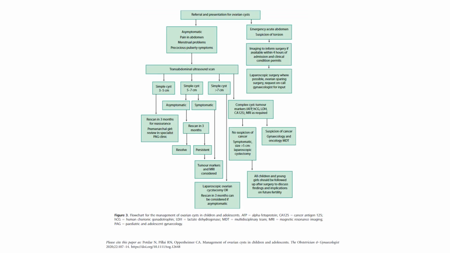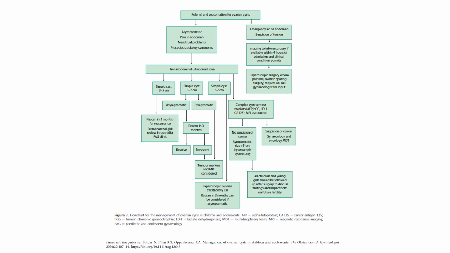Right, so then we move on to how to manage cysts in children. So referral and presentation of ovarian cysts. If the patient is asymptomatic or they do have pain in abdomen, menstrual problems, or precocious puberty symptoms, transabdominal ultrasound should be done. If it's a simple cyst between 3 and 5 centimeters, then rescan in 3 months for reassurance.